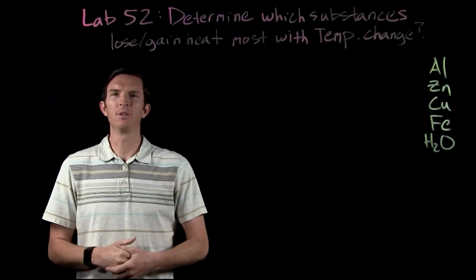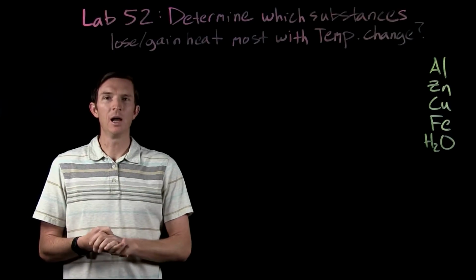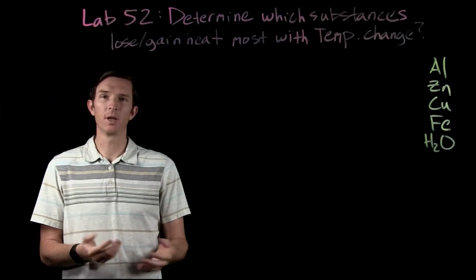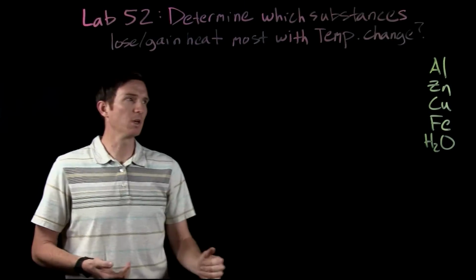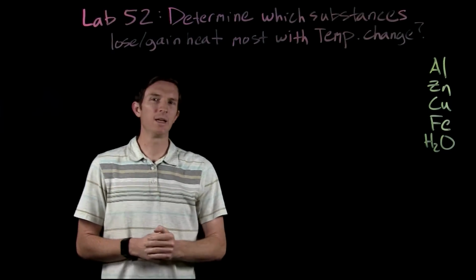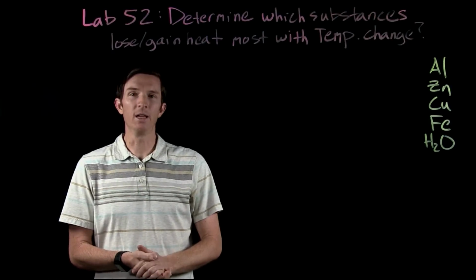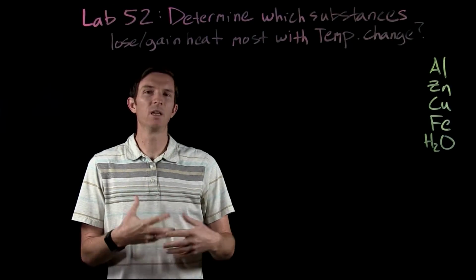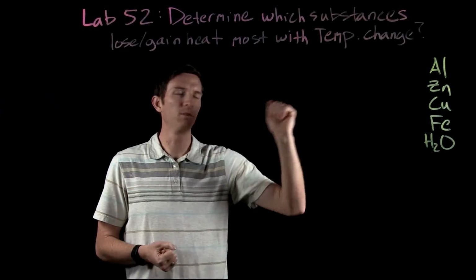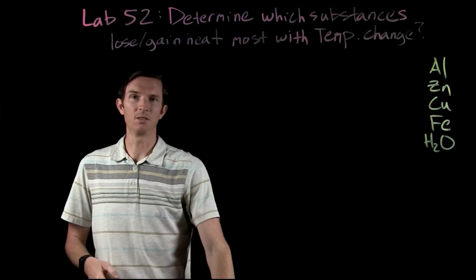All right, so in the lab coming up this week, we are given the problem of trying to determine which substance loses or gains heat the most when they change temperature. We're going to be comparing 5 different substances: aluminum, zinc, copper, iron, and water. What we want to identify is, if they change 5 degrees Celsius, do they all lose or gain heat the same amount? Does it take the same number of joules of energy to change zinc 5 degrees versus copper versus iron? So we want to compare these, and we need to measure this experimentally.